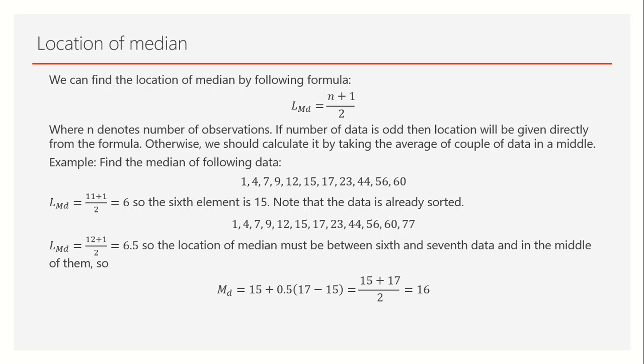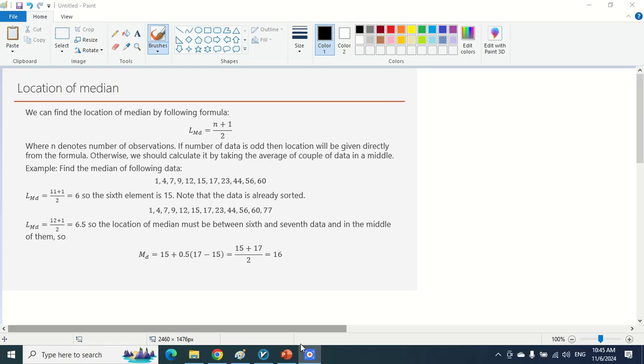Let me take a look at this example closely over here. As you can see, we have several data. When the data are given, for instance, this set of data here: 1, 4, 7, 9, 12, 15, 17, 23, 44, 56, and 60. First of all, we count them. 1, 2, 3, 4, 5, 6, 7, 8, 9, 10, 11 data are given. So n, the number of the data, is 11.